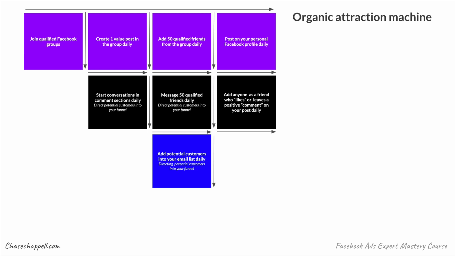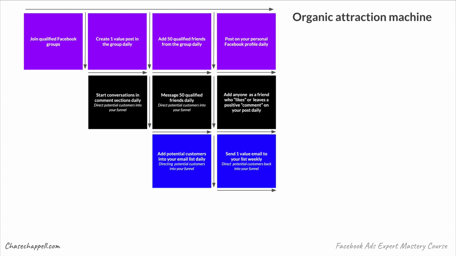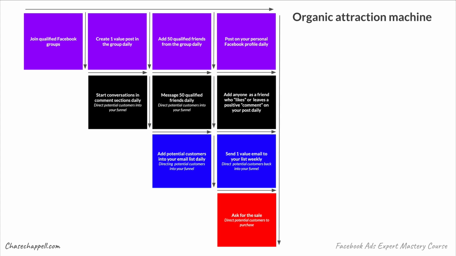You want to start capturing data because you want to move these people onto your list. And then you're going to be sending these people one value email weekly on your list, directing potential customers back into your funnel. So basically anybody who didn't purchase from Messenger and going to your website and they didn't make the purchase, well, since they're on your email list, you can now start following up with them, getting them back into the process, moving them forward. And you're going to ask for the sale and direct potential customers to the purchase.